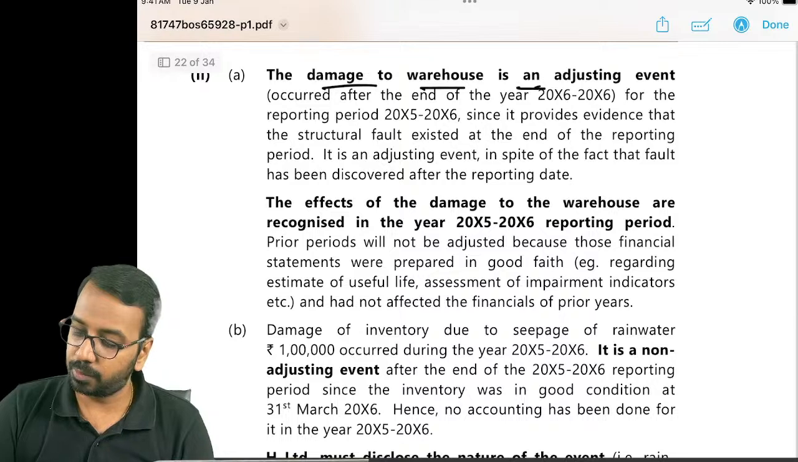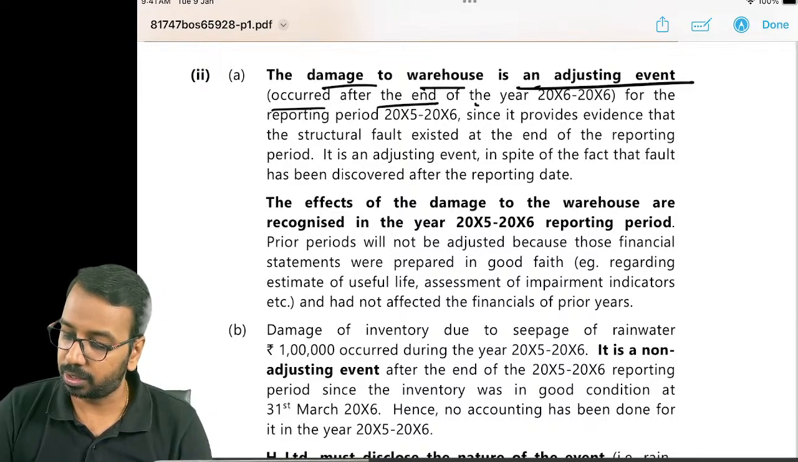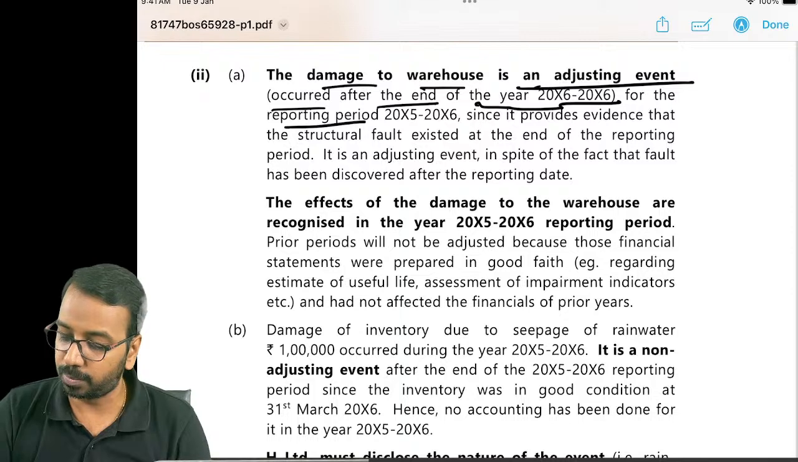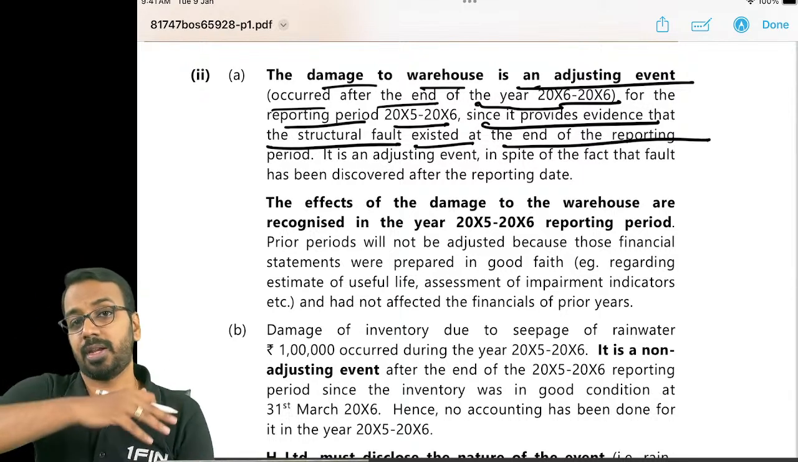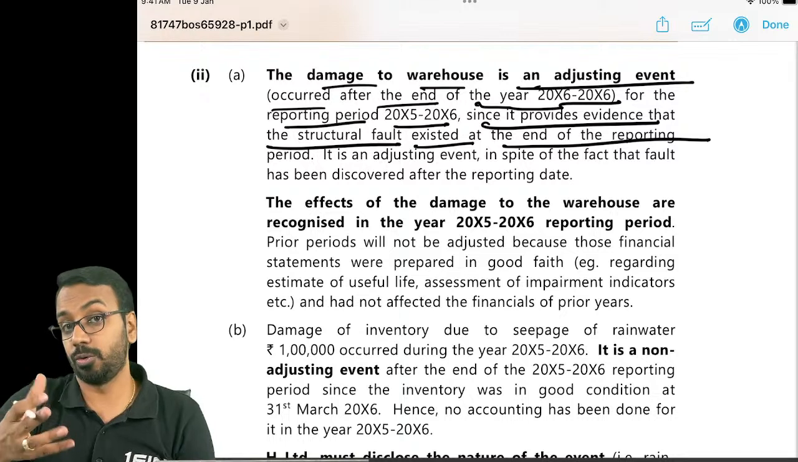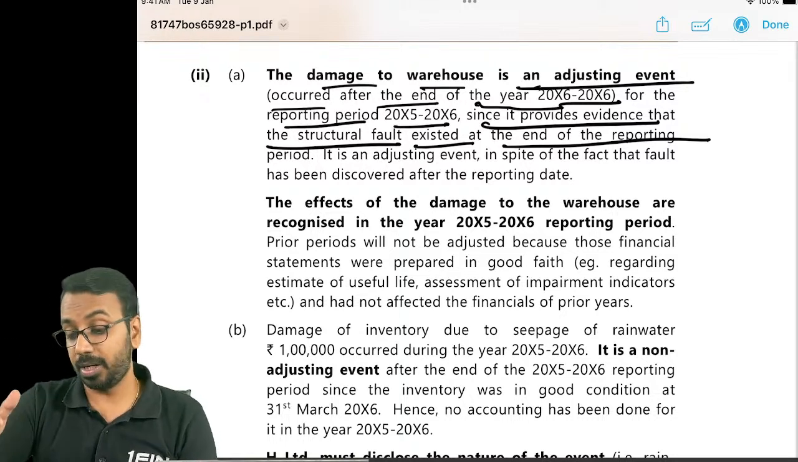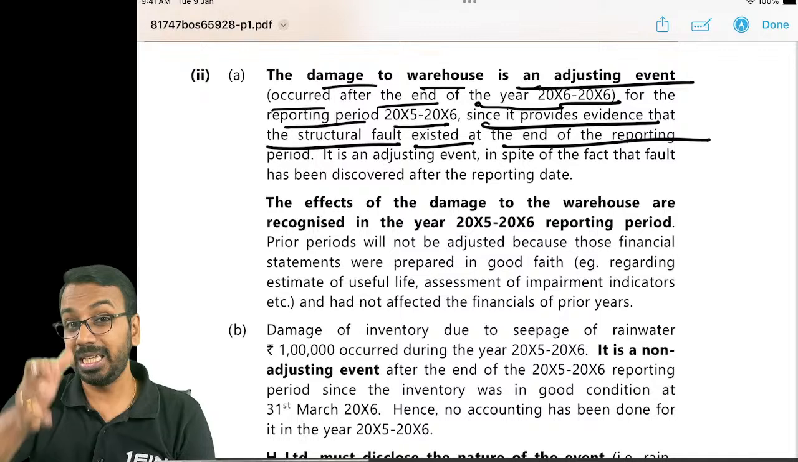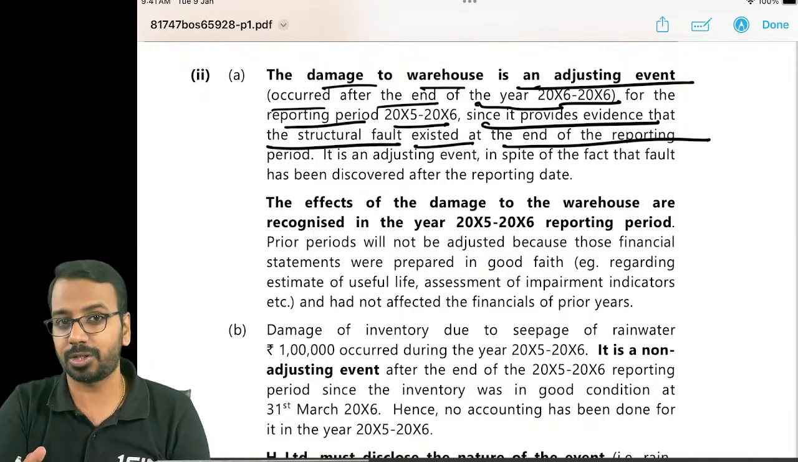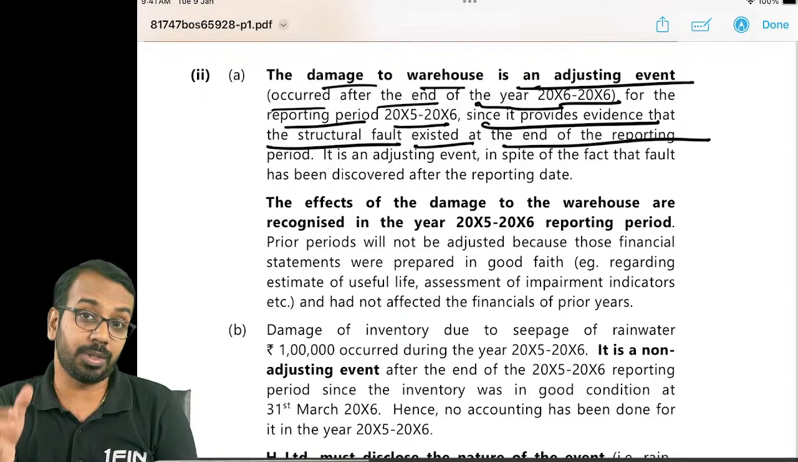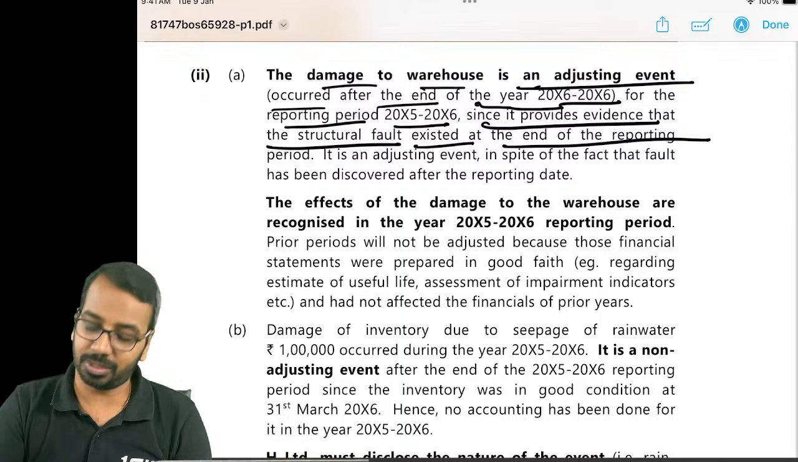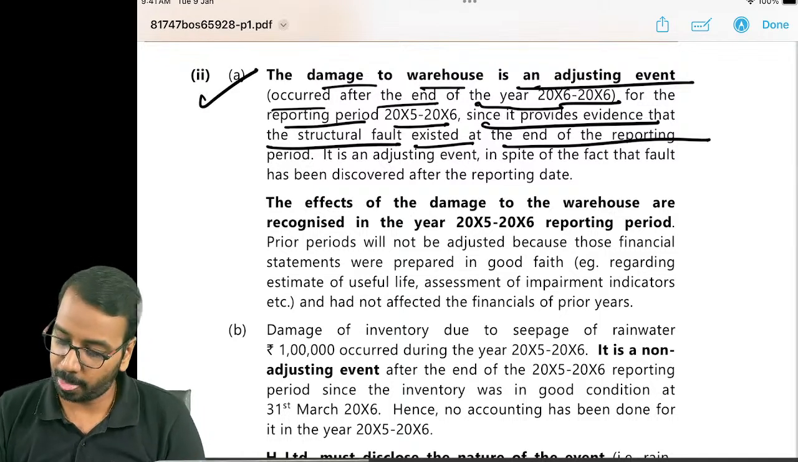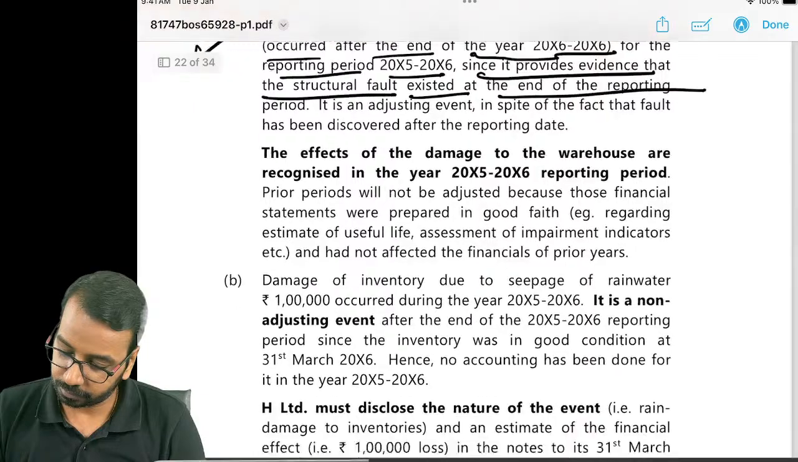The damage to the warehouse is an adjusting event occurring after the end of the reporting period 2005-6, since it provides evidence that the structural fault existed at the end of the reporting period. Sir, can we go back and adjust the previous financial years? Because the balance sheets have been issued. The board has already signed it off. Okay. A subsequent event means events which provide additional information after the balance sheet period, before the board or the appropriate authority has approved the financials. So it becomes an adjusting event. So you will adjust that.